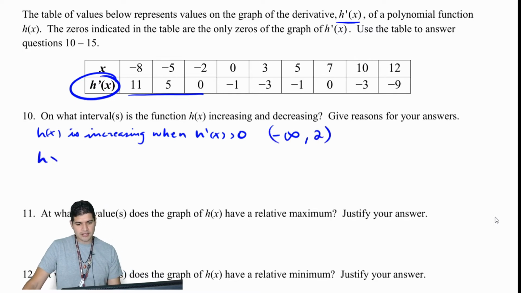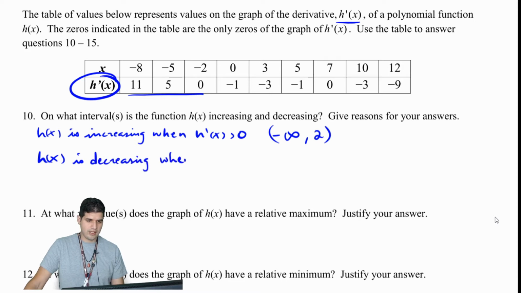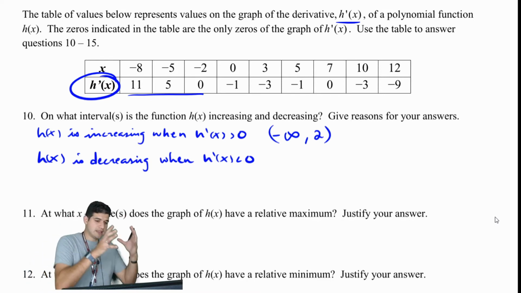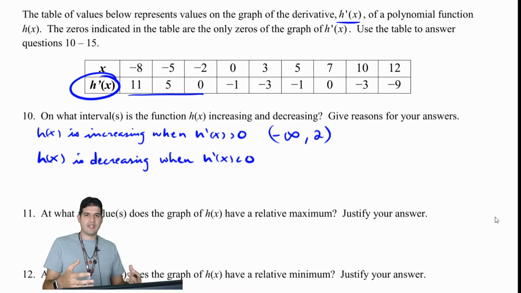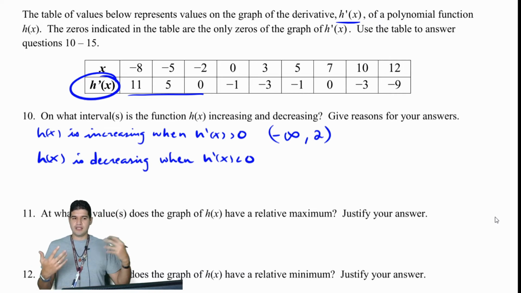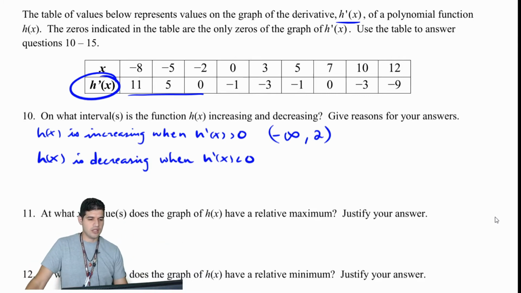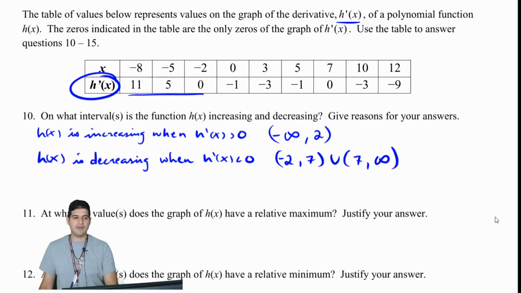And so h of x is decreasing when h prime of x is less than 0. Again, you want to have that idea embedded within you: decreasing when the derivative is negative, decreasing negative, increasing positive. And when are we looking at negative values? Well, that's pretty much happening everywhere else in the table, but we don't want to include those zeros. So I'm going to write down from -2 to 7, union 7 to infinity. Those are the values where the derivative is going to be negative.